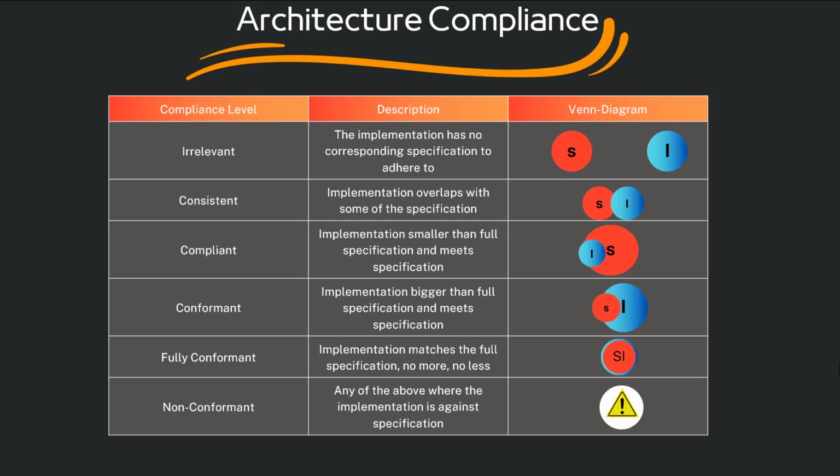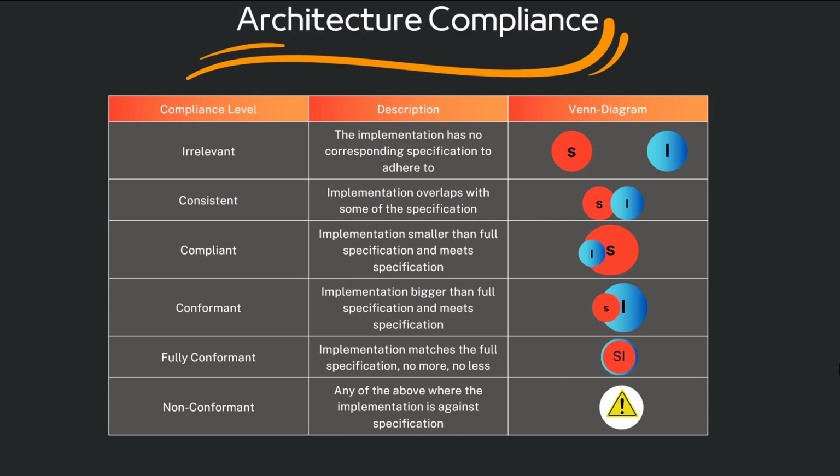Architecture compliance. There are different levels of architecture compliance that we can discuss. The first is irrelevant. The description of this is that the implementation has no corresponding specification to adhere to. The second is consistent. In this case, the implementation overlaps with some of the specification. Compliant is when the implementation is smaller than the full specification and meets the specification.